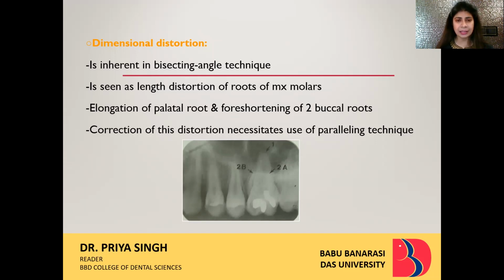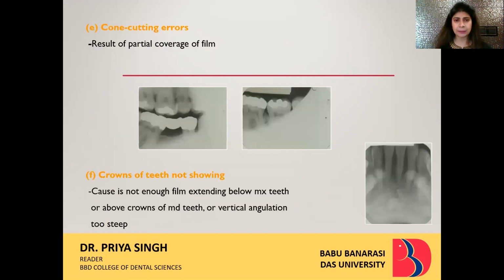It is seen as length distortion of the roots of maxillary molars, with elongation of the palatal root and foreshortening of the two buccal roots, as you can see in this particular image. So uneven magnification, elongation, or shortening can be an indication of dimensional distortion while taking a radiograph. Correction of this can be done by either doing the bisecting angle technique very properly or by doing it with the paralleling technique.